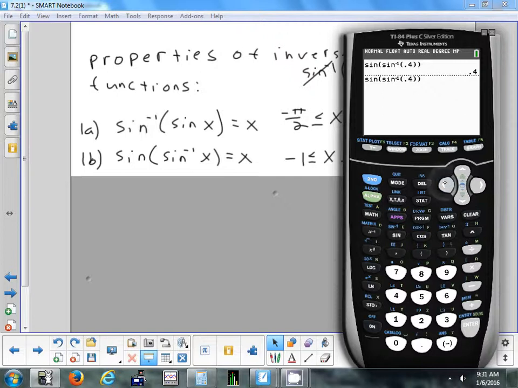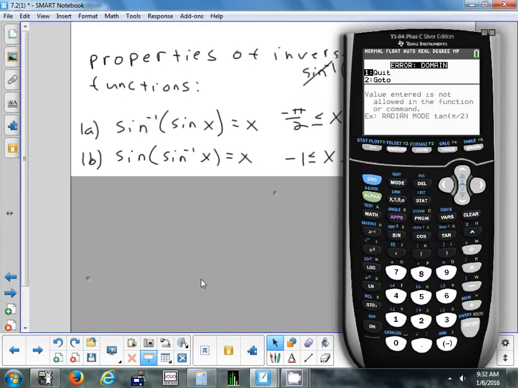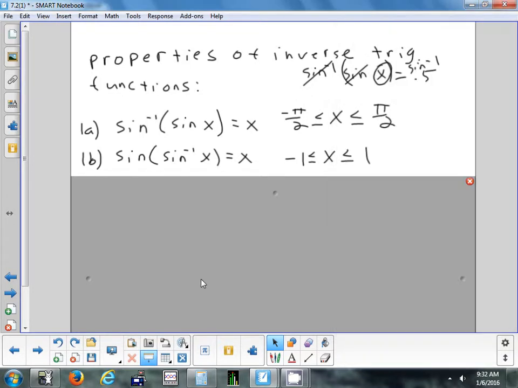What if I type in negative 0.6? Is that between negative 1 and 1? Yeah. So that cancels out, and I get the same thing back. Let's try 1.6. Is that between negative 1 and 1? No. So now when I try to do that, it doesn't work. So my point is, this formula only works when x is between negative 1 and 1.